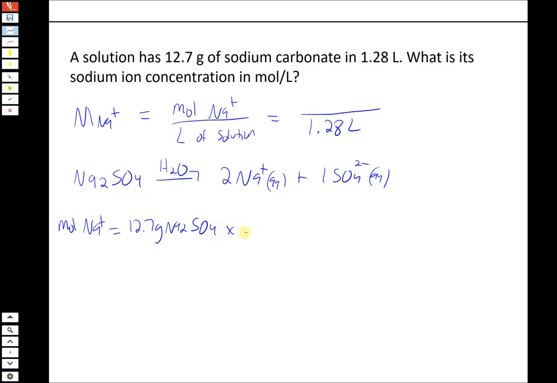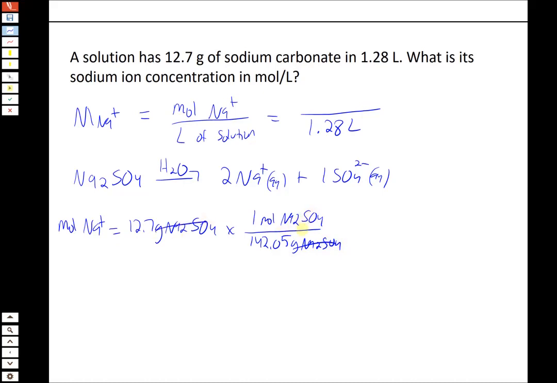We're going to convert to moles of that substance using its molar mass. And so we have to get the molar mass of that. Give me a second. Should be something like 142.05. So that's the molar mass of sodium carbonate, which we're going to divide by to go from grams to moles. So grams cancel out. Now we have moles of sodium sulfate.